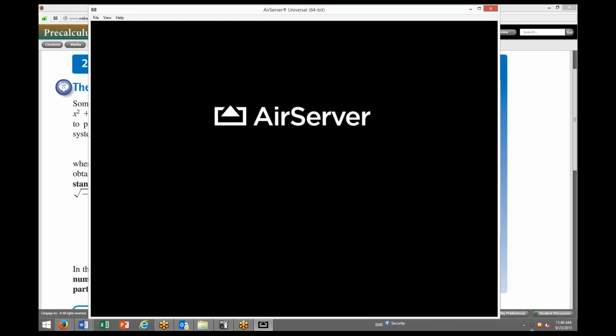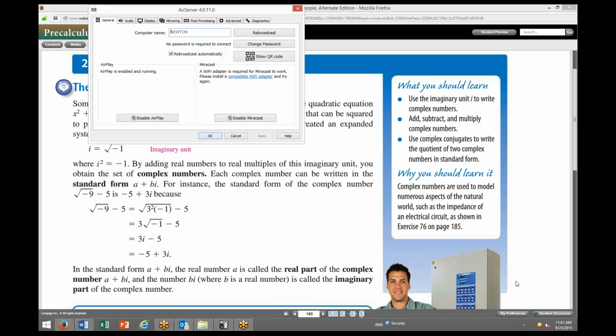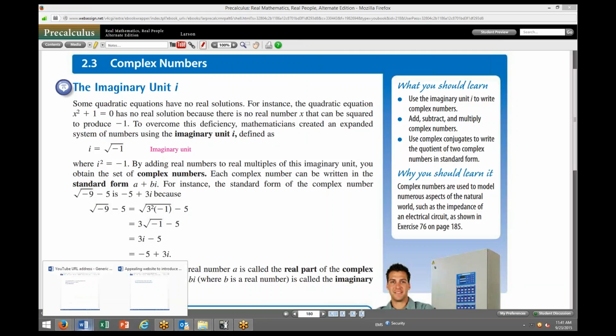So 6 minus 5i times negative 4 plus 7i is 59 plus 62i.